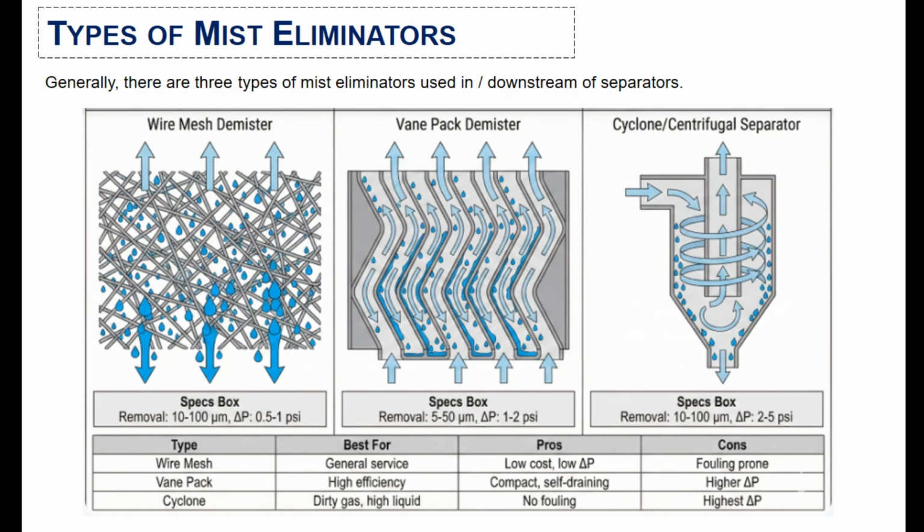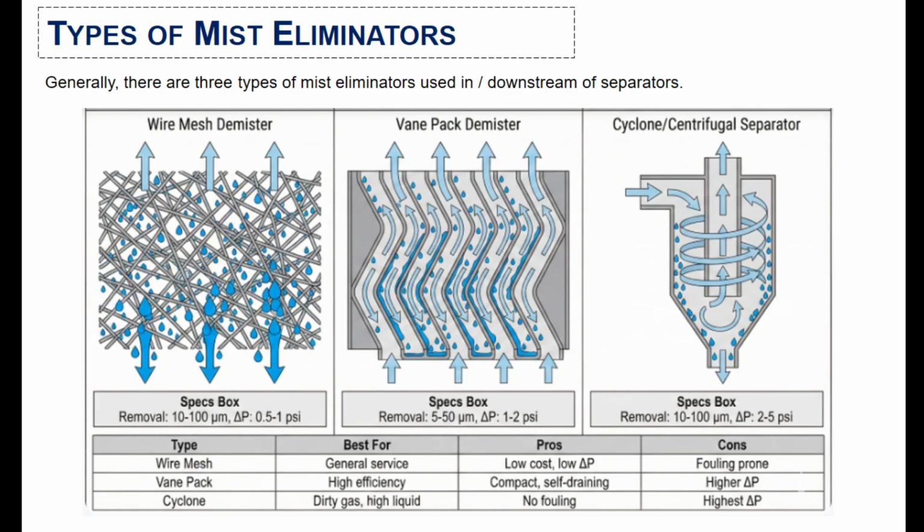Second is the vane pack demister. The vane pack demisters are very suitable for droplets that have a size from 5 to 50 micrometer, and these demisters create a pressure drop of 1 to 2 psi. They have high efficiency, are compact, and have self draining ability, but their pressure drop is very high. Third is the cyclone or centrifugal separators.